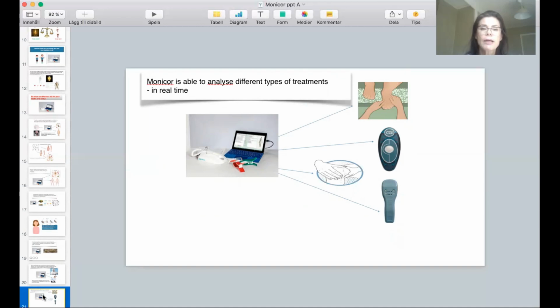And it can also analyze other kinds of treatments in real-time mode. So for example, you are using the Aquatone on, let's say, the liver, and then you can measure the effects of the Aquatone on the liver afterwards with the Monicor, also simultaneously while you're doing the corrective treatment. It's actually funny because if you did a treatment just before using the Monicor, the system will tell you, aha, you just did a treatment. So it's a very sensitive system too.